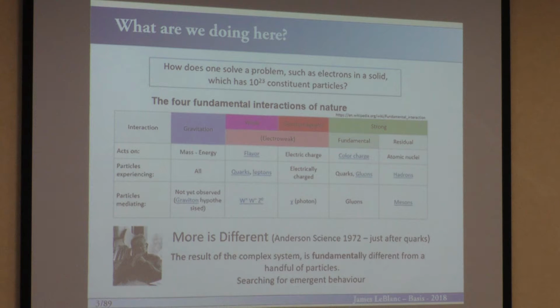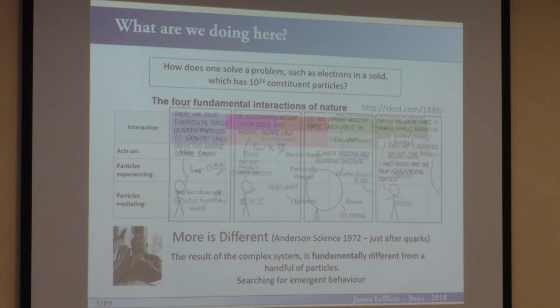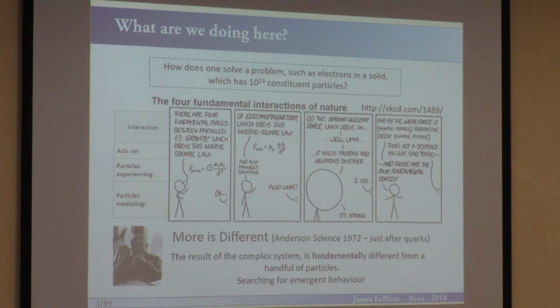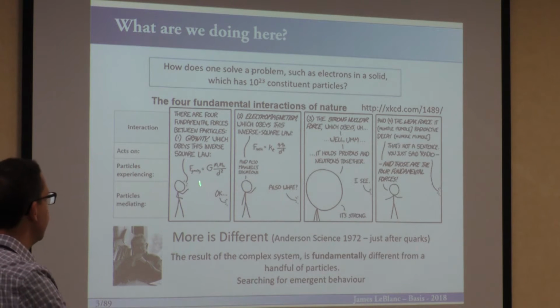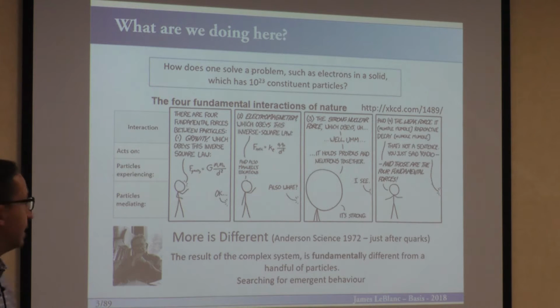But for condensed matter physicists, we don't care about most of our forces. So this is a really boring diagram. I don't know if you guys know the comic XKCD. This is the equivalent table that outlines our understanding of the forces of nature. There are 4 fundamental forces between particles. The first one is gravity, that obeys this inverse square law. The second one is electromagnetism, that obeys that inverse square law. The strong nuclear force, this is a very good representation of my understanding. It's strong.